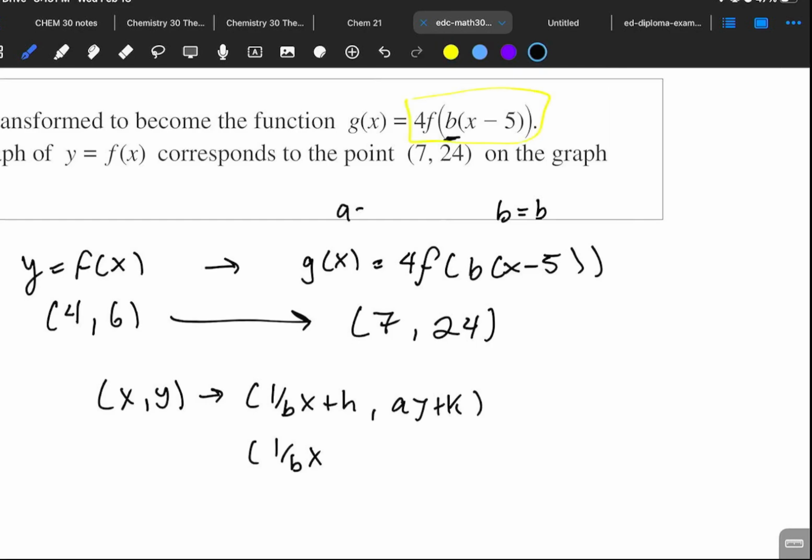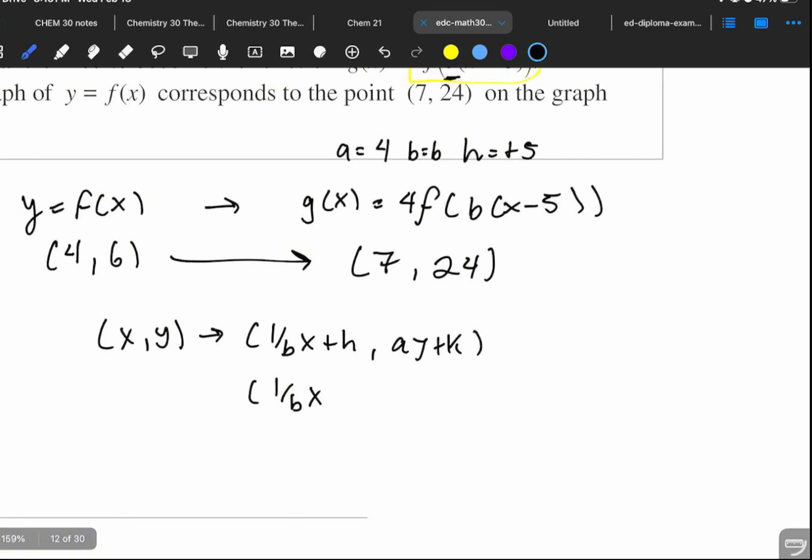So I'd say that a is equal to 4, b is equal to b, and h is equal to positive 5. It's not negative 5, because if it was negative 5, then we'd be adding 5 just based off our transformation equations. Remember that, I really want to stress that enough. When you're subtracting 5, you're going to be translating 5 units, right? So h is going to be positive. So we're going to have x plus 5, just plugging these values in.